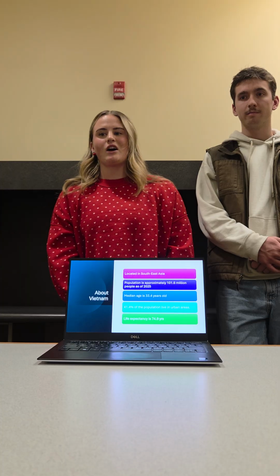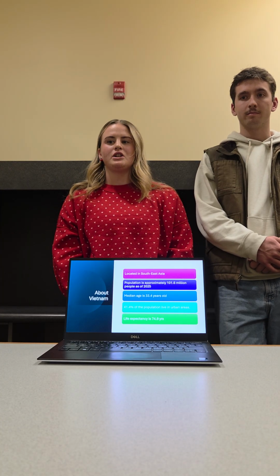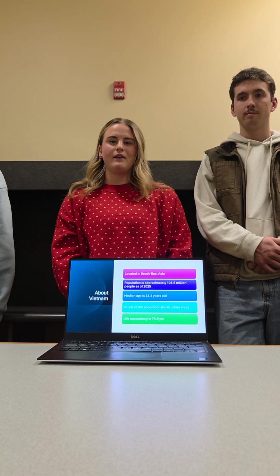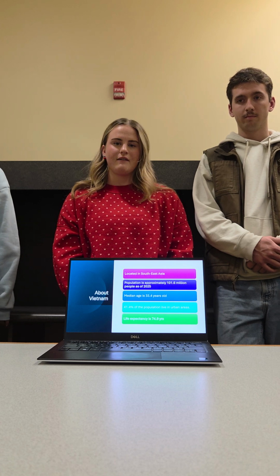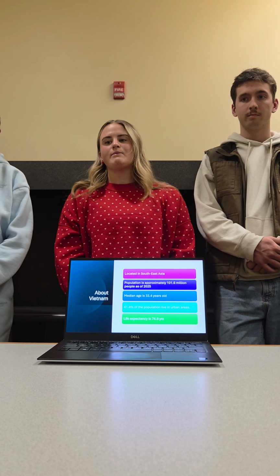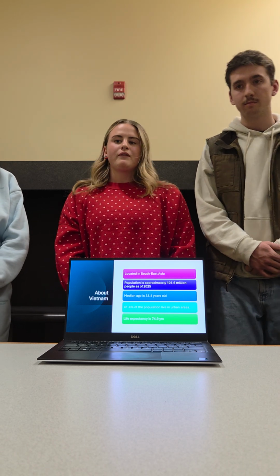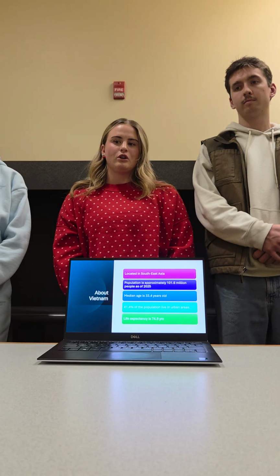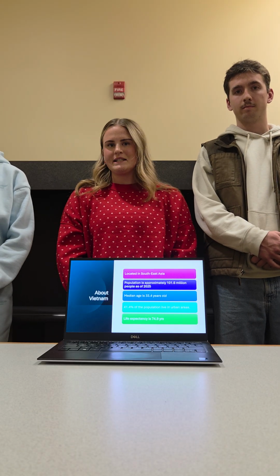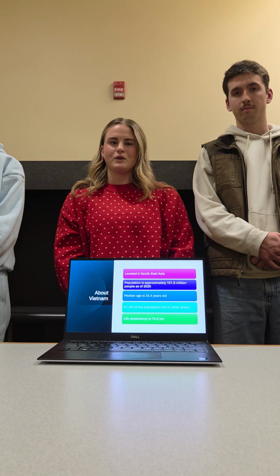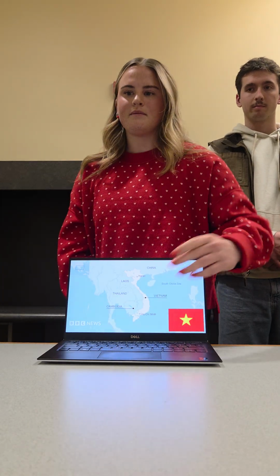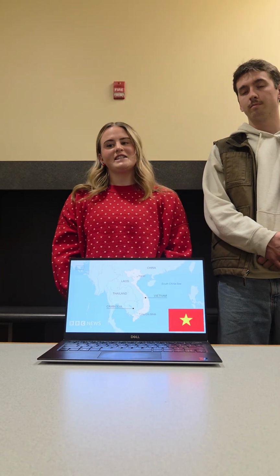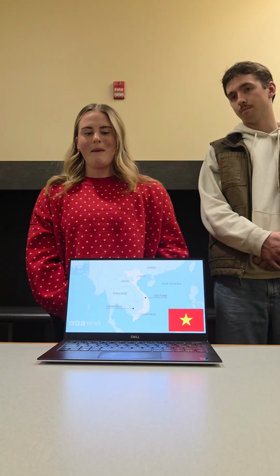Vietnam is located in Southeast Asia. It has a population of about 101.6 million people as of 2025. The median age is about 33 years old. Roughly 41% of the population live in urban areas, and the life expectancy in Vietnam is about 75 years old. And this is where you would find Vietnam on the map.